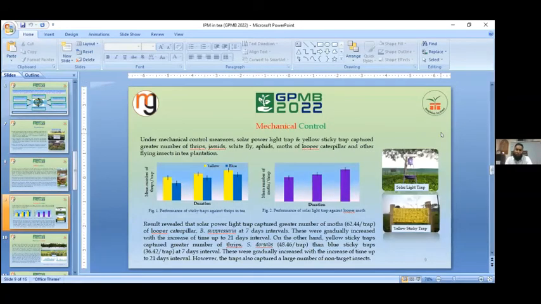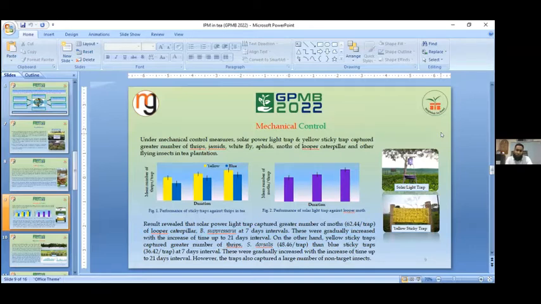Another is mechanical control. Under mechanical control measures, there is the solar power light trap. We can use this solar power light trap to catch the foliar pests, especially the moths of looper caterpillar, and yellow sticky traps for thrips, jassid, and whiteflies, that is, flying insects. These two techniques are very important in tea plantations. And finally, we get the result.